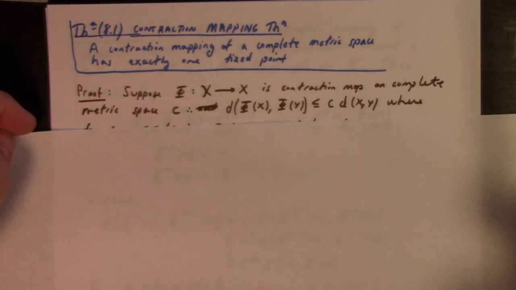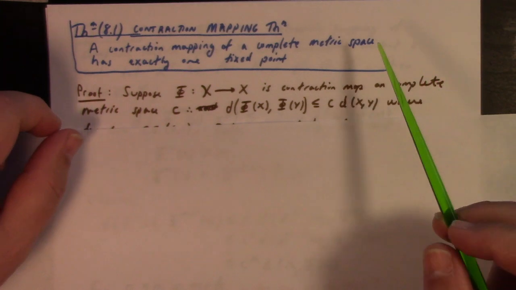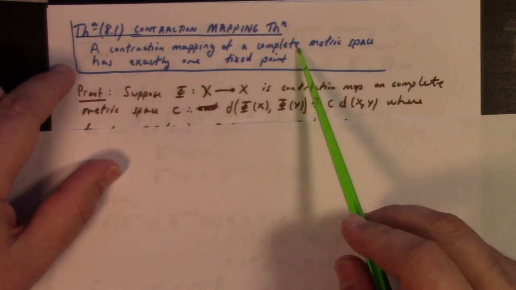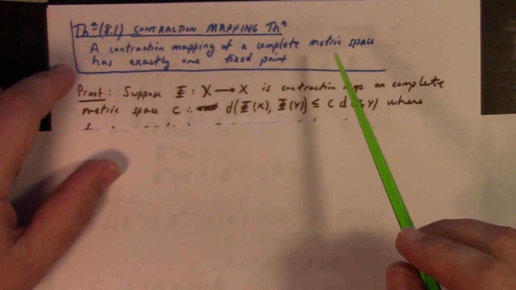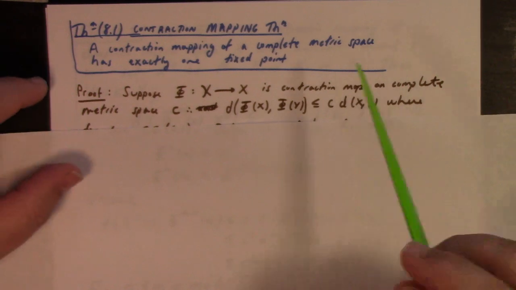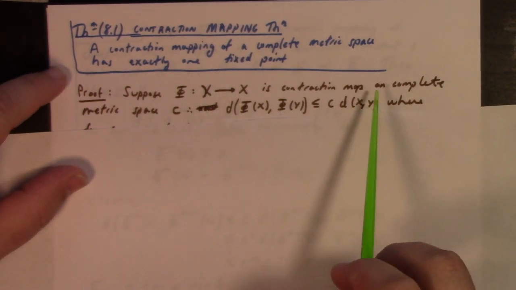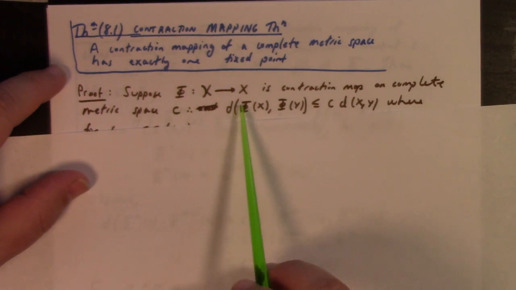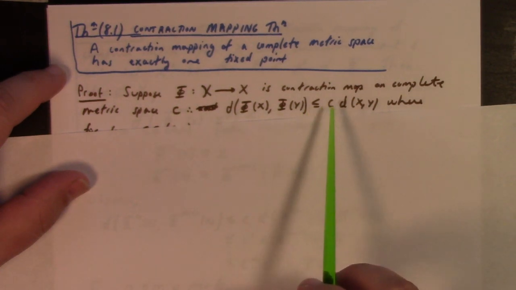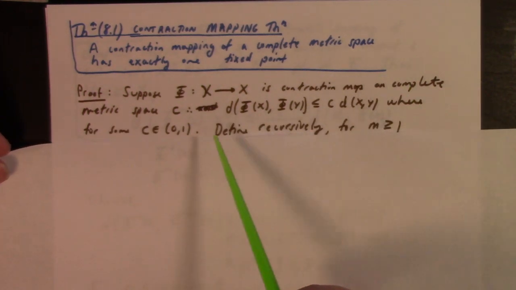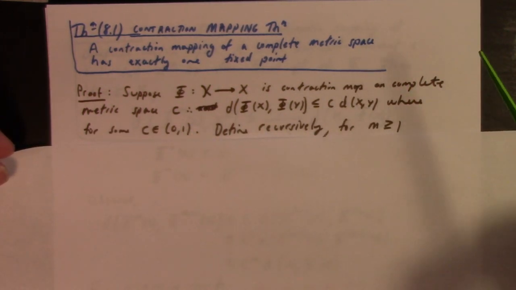All right. Although I will admit, at the moment, I have not thought about if I drop completeness, does this fail? But I would wager yes. But I'm not going to get distracted by that. Here we go. So we have a contraction map on a complete metric space. That means that there's some contraction constant c, such that the distance from phi of x to phi of y is less than or equal to c times the distance from x to y, right? And c is a number between 0 and 1.